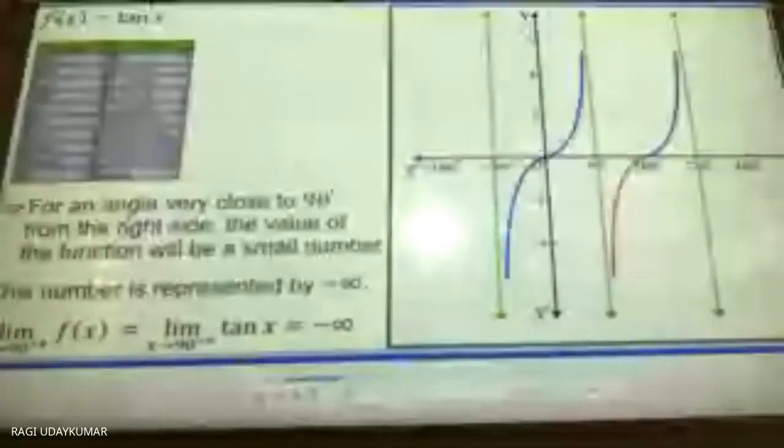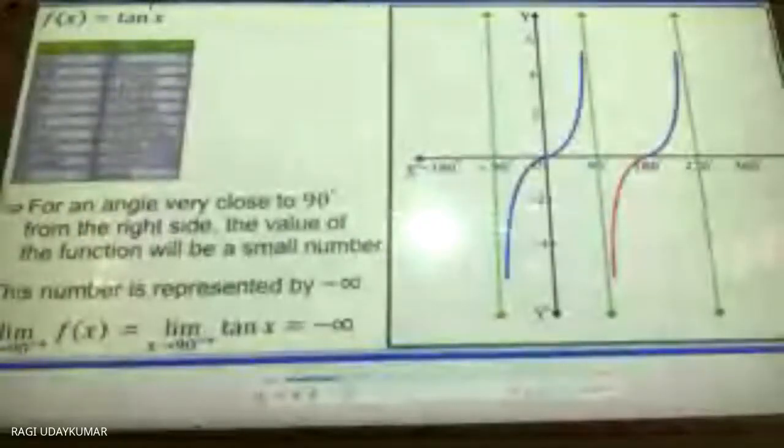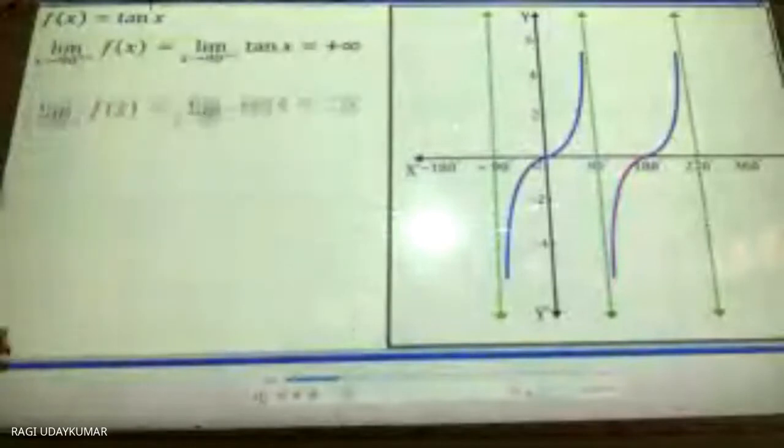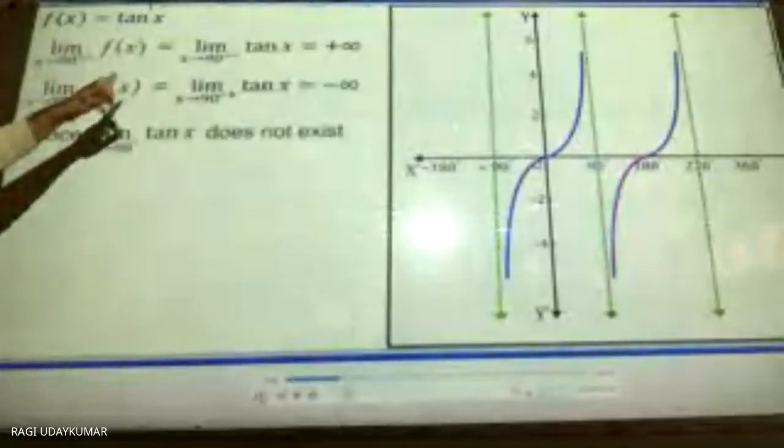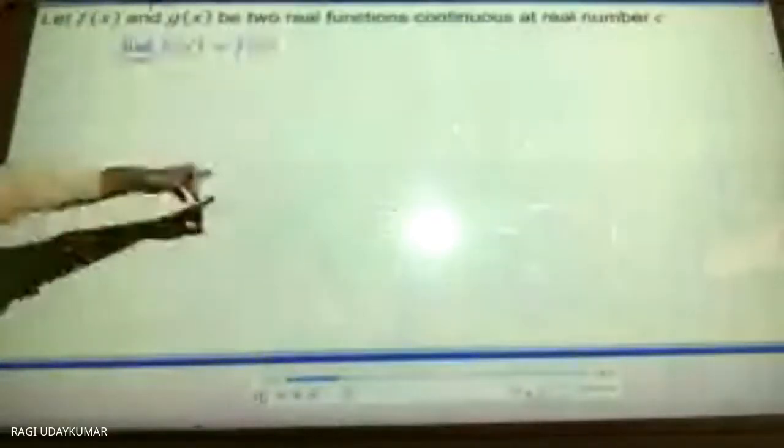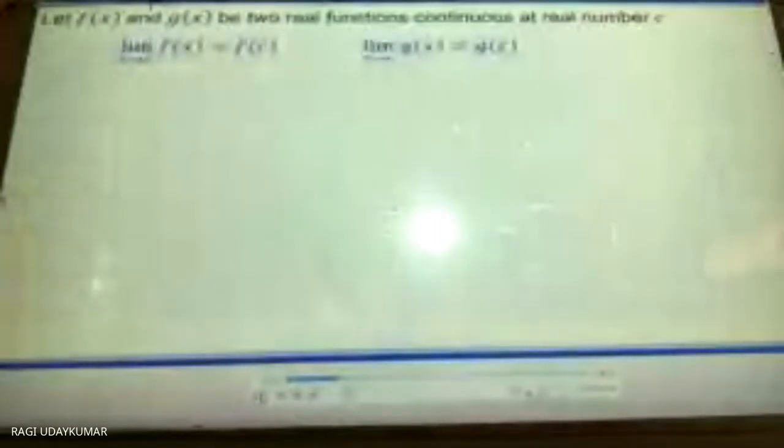A very small number only. So here we are going to get limit x tends to plus infinity and minus infinity. That's why you are going to say it does not exist. Next we take into consideration the algebra of functions, the algebra of continuity of functions.